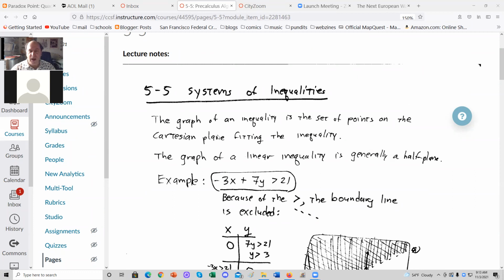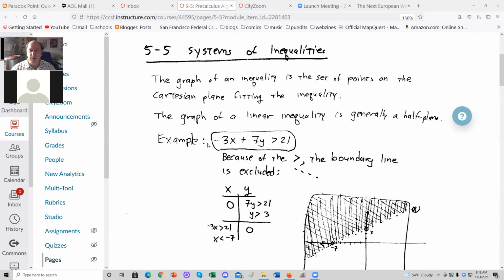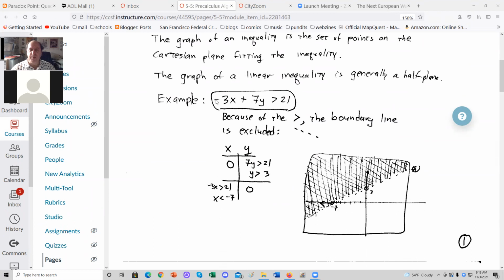All right. The graph of an inequality such as this is a set of points on the plane fitting the inequality. And if you have a linear inequality such as this, you'll get a half plane. Now, for example, minus 3x plus 7y is greater than 21. This is a strict inequality, greater than, not greater than or equal. And because of that, we exclude the boundary line. We denote that by a dotted line.